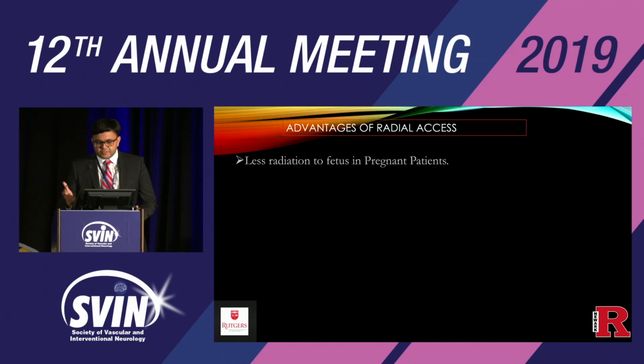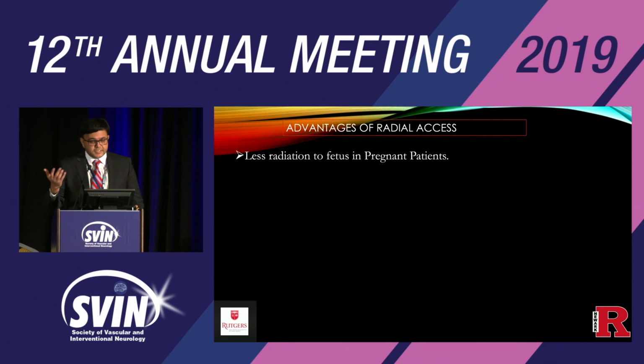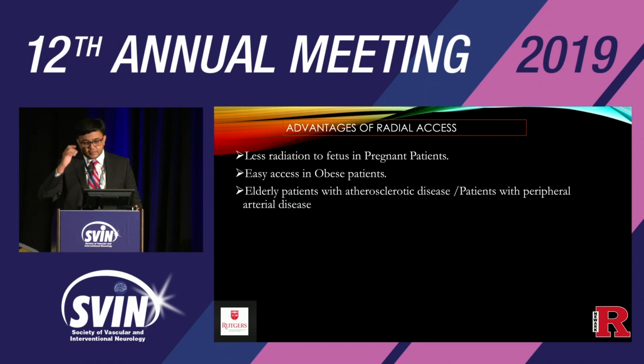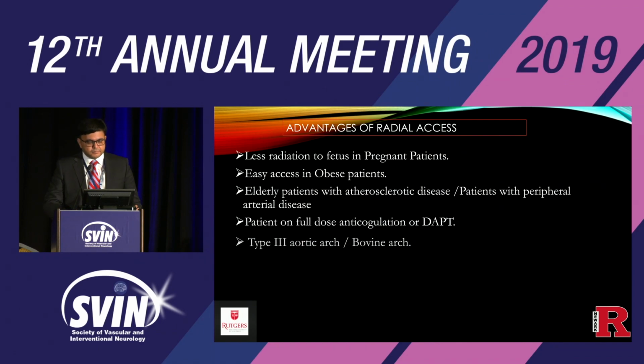So these are some of the advantages. Other speakers have talked about it. There's less radiation in pregnant patients. You go radial, you protect with the lead shield, and you just go straight into the vessel of interest. Easy access in obese patients. Elderly patients with atherosclerotic disease, in the radial artery you rarely see atherosclerosis. Full dose anticoagulation, dual antiplatelets, bovine arch, type 3 arches.